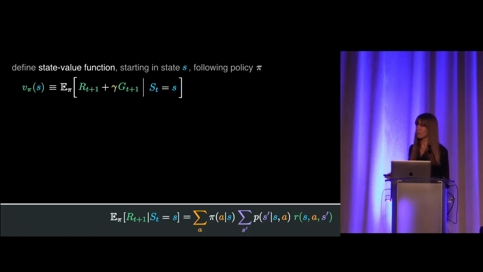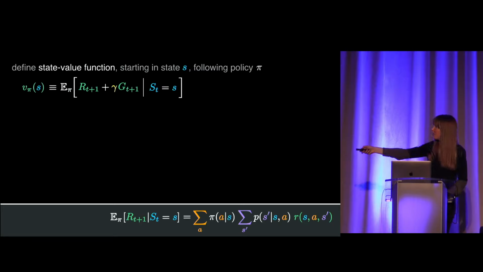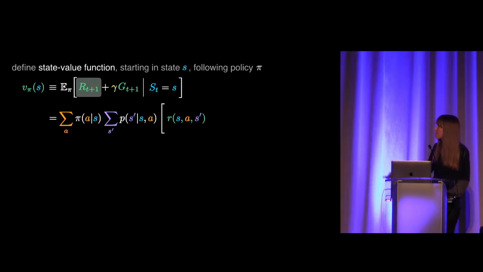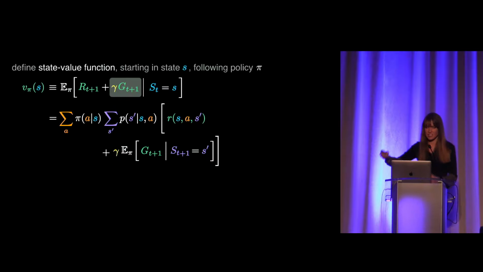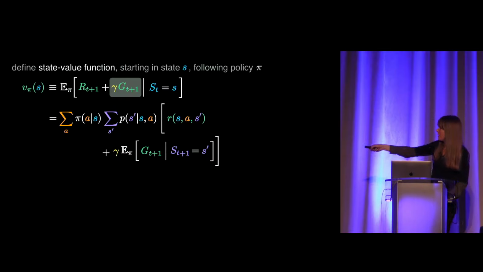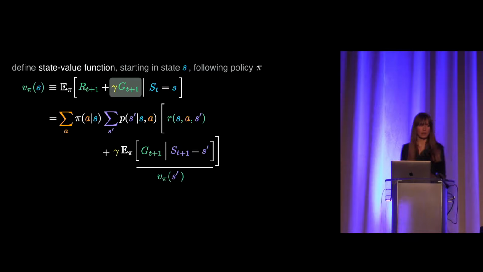And now we can start breaking apart this expectation value. If we focus on this first term here, we already computed the expectation of this first term. This is down below, so I'm going to substitute that back in. And now we can move to this second term here, and we pull out a factor of gamma, and the expectation of this return at time t plus 1 is defined with respect to the state that we would arrive at time t plus 1, which is state s prime. And now when we write it like this, we can see that this term is this same value function evaluated at state s prime.